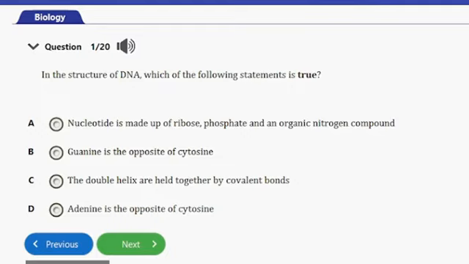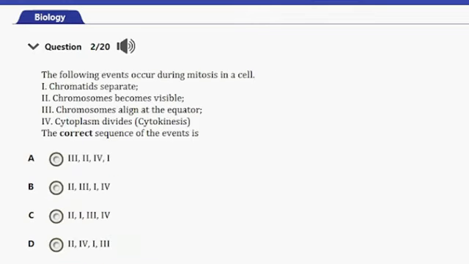The answer to this question is option B. In the structure of DNA, guanine is always found opposite to cytosine. The nitrogenous bases pair up in a specific way in the DNA, where adenine pairs with thymine and guanine pairs with cytosine, and this is known as complementary base pairing. So option B is the correct answer. Let's consider the next question.